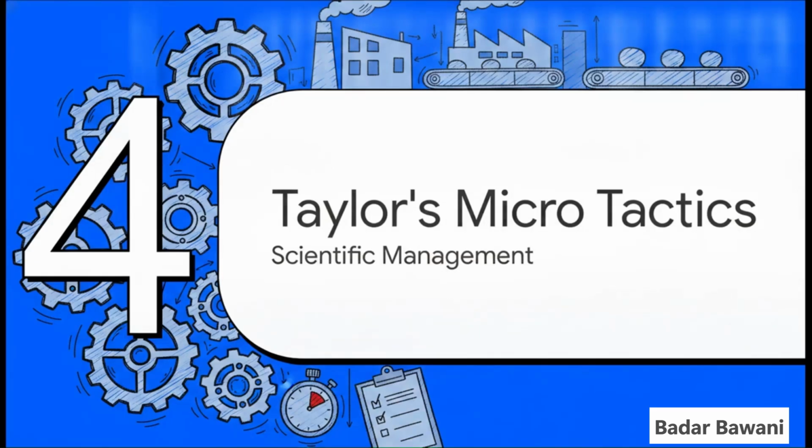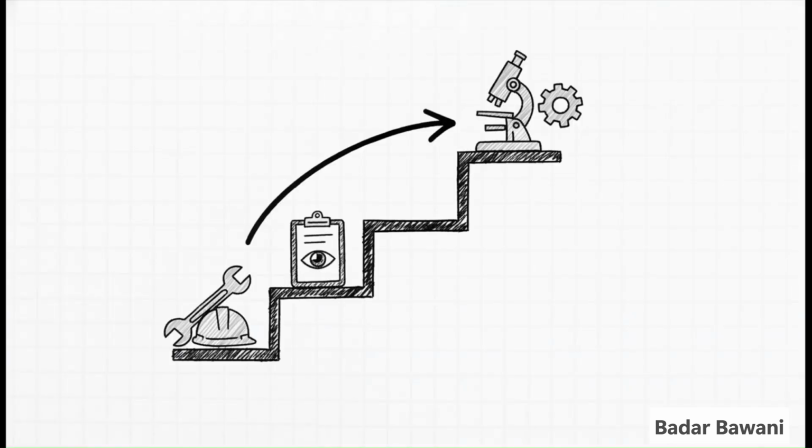Shifting gears entirely, let's hit Section 4, Taylor's micro-tactics. Stepping off the executive balcony and down onto the factory floor, we meet our second coach, Frederick Winslow Taylor, famously known as the father of scientific management. Taylor's whole philosophy wasn't born in some comfortable boardroom. It was forged in the heat of the Midvale Steelworks in Philadelphia. He literally started as an American machinist and through rigorous hard work climbed all the way to chief engineer.